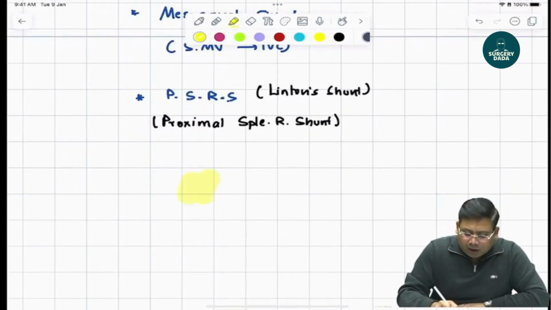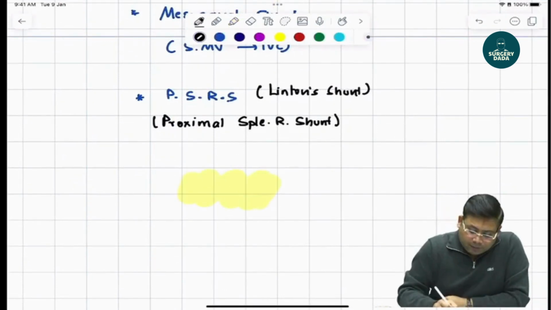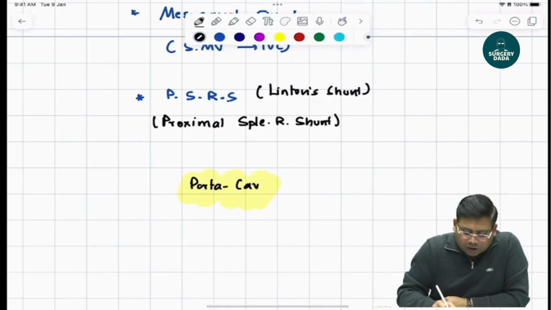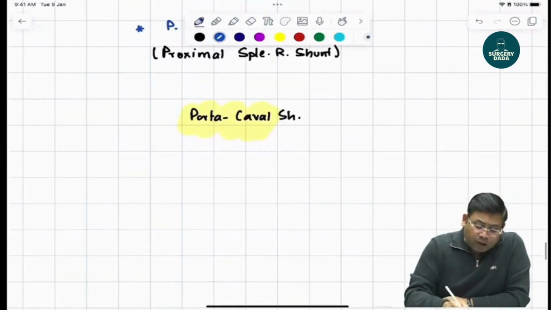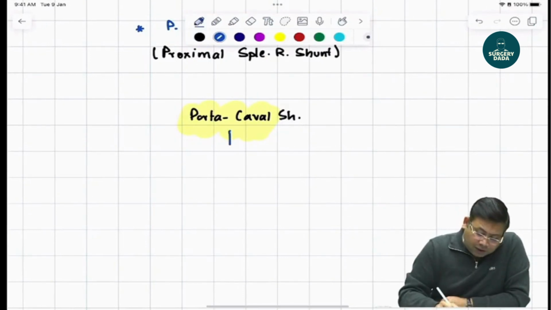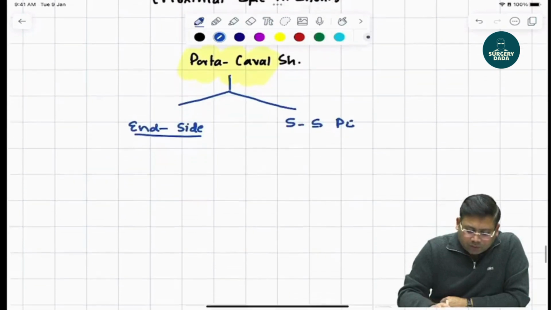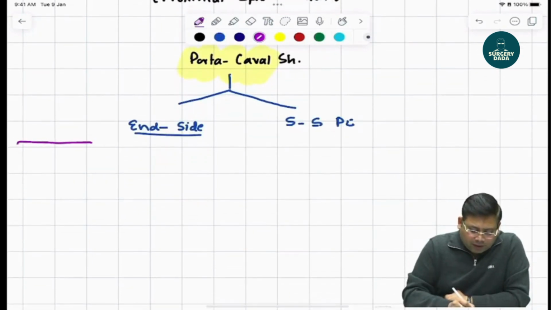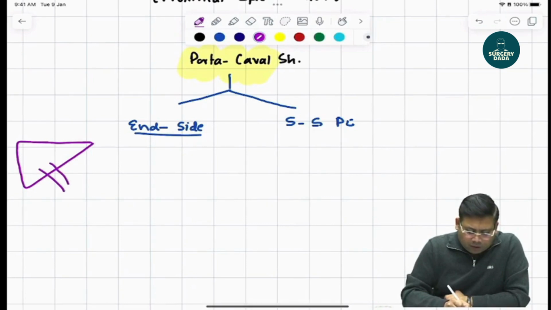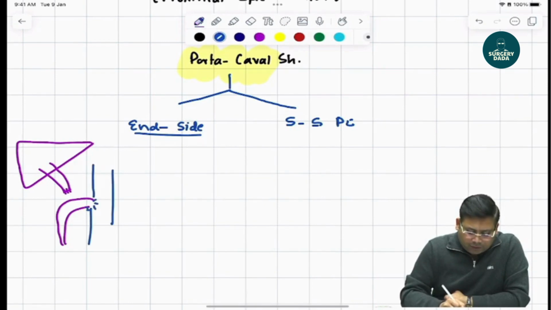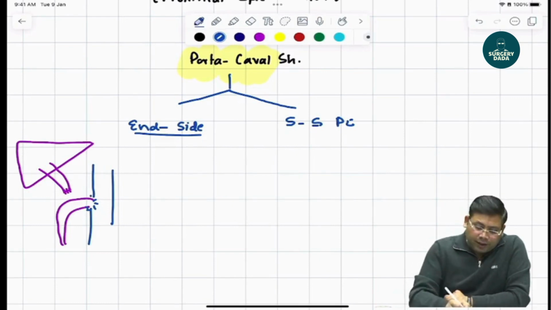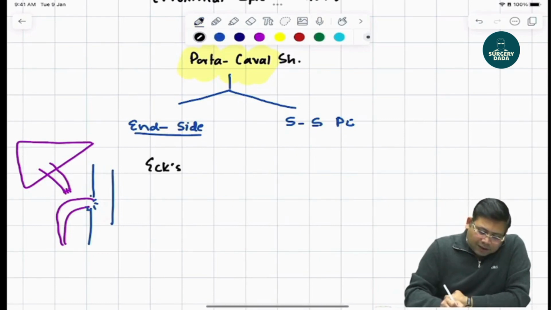When we talk about the porta-caval shunt, let us understand what is important. Porta-caval shunt is again of two types: end to side porta-caval shunt, and side to side porta-caval shunt. When we talk about end to side, what does that mean? Just try to understand. This was the portal vein. You ligated the lower end of the portal vein and you diverted this end into the what, students? Into the IVC. This is what is known as end to side, and this is also known as Eck fistula.